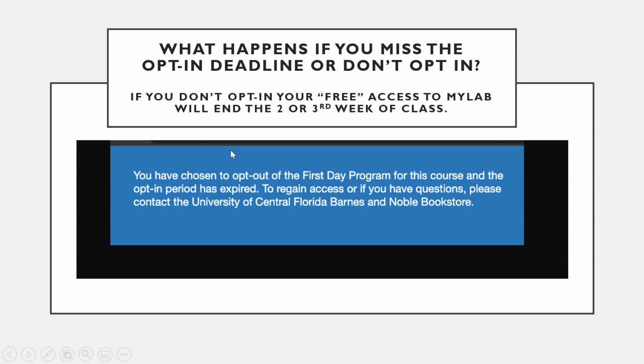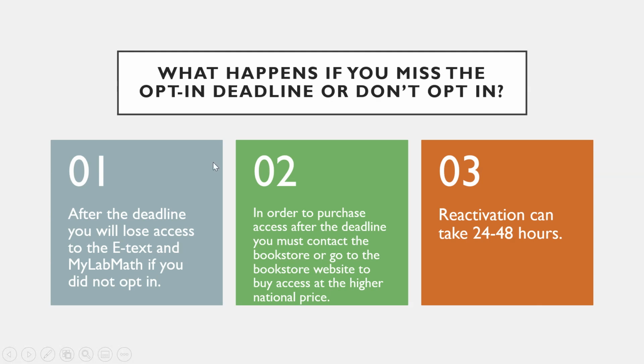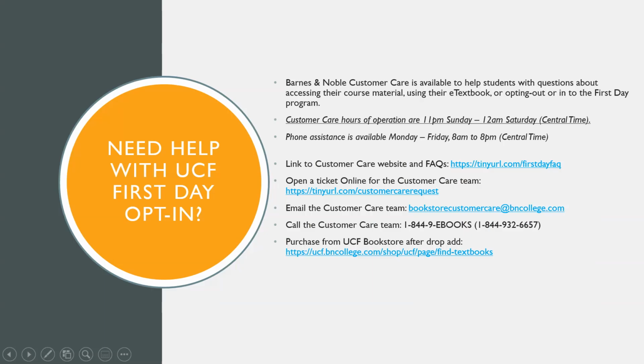So what happens if you don't opt in or you miss the deadline? Sometime during the second or third week of class, you will lose access to the e-text and the MyLab software. And if this happens and you want to purchase access again, what you'll have to do is basically go to the bookstore or the bookstore website, and this is where you can purchase access to the e-text and the software. But the reactivation can take 24 to 48 hours because it's a manual procedure. So this is why we're really hoping you'll opt in to save money and time.